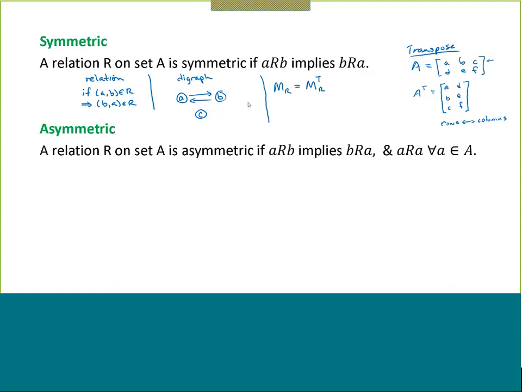This is the property that's not in your textbook. I'm going to put a bullet point there to the side, not because it's any more important or less important than the other ones, but just because it's not in your book.